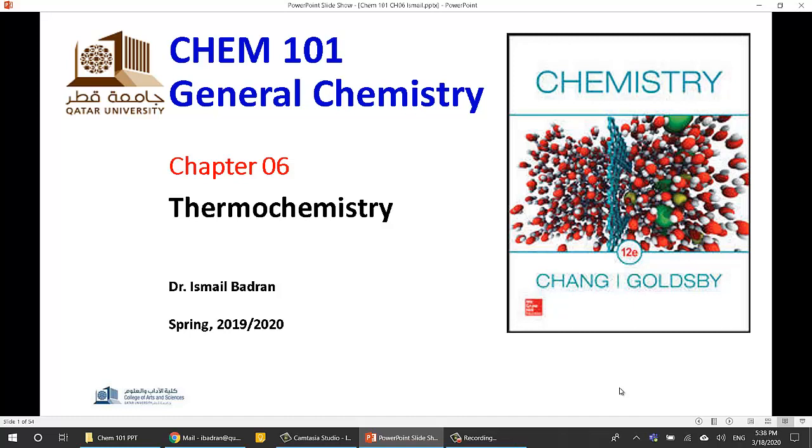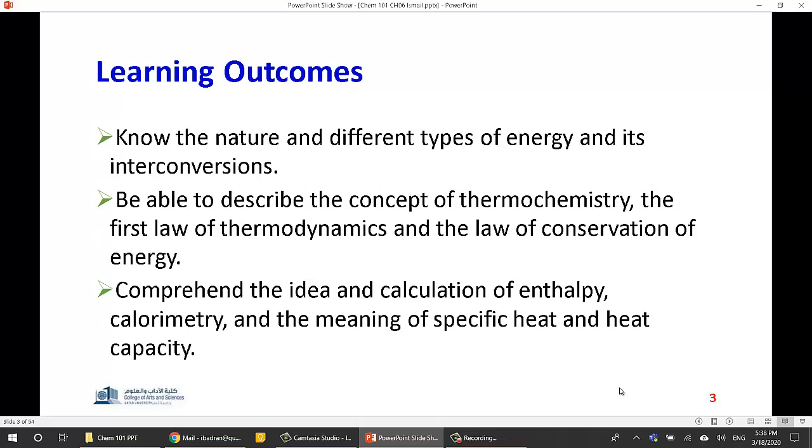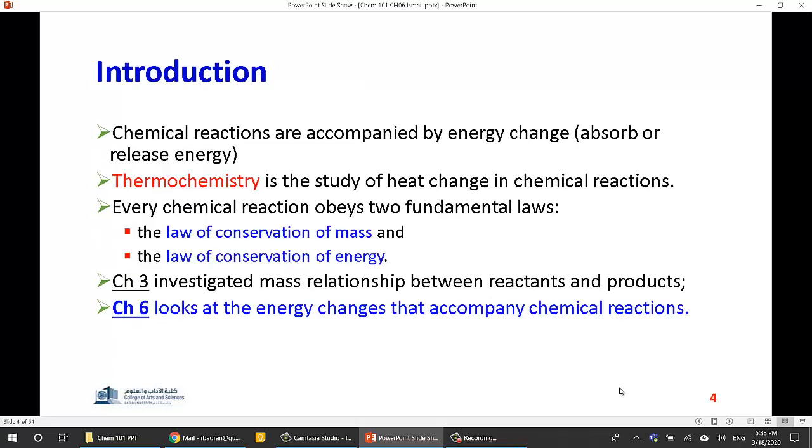Today we're gonna start Chapter 6, which is Thermochemistry. This chapter depends basically on the outcomes of Chapter 5, which is gases, and this is the introduction to thermodynamics. So in this chapter, we're gonna talk about the natures and types of energy. We also speak about energy changes, and that means exothermic and endothermic reactions. We'll introduce you to the world of thermodynamics. We'll also talk about something called the enthalpy of chemical reactions, and finish up with the standard enthalpy of formations and reactions.